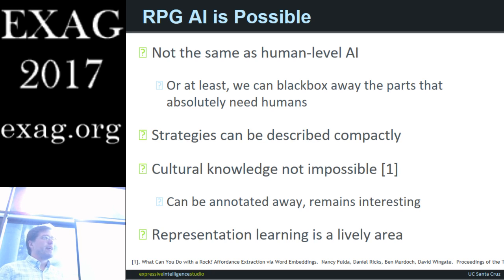And there's a lot of active work right now in things like representation learning, and even the cultural knowledge problem. Just down the road at Brigham Young, there are some researchers working on automatically bootstrapping text adventure AI by learning object affordances, like what can you do with a rock, for example, from Wikipedia. So using vector embeddings to figure out that you can pick up a rock, you can take a rock. So I think that it's not impossible, at least.